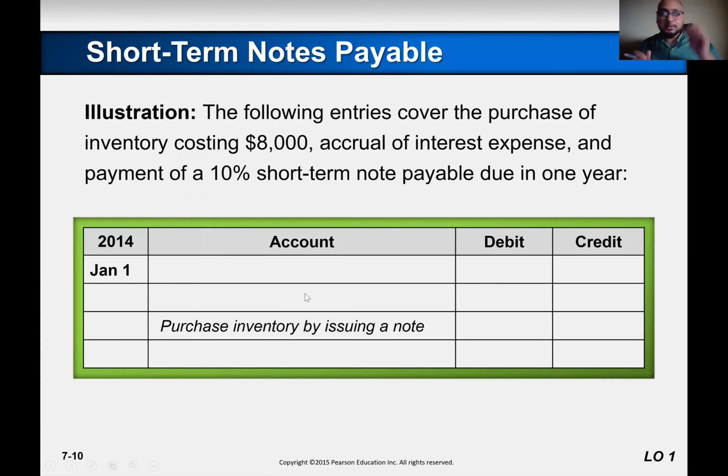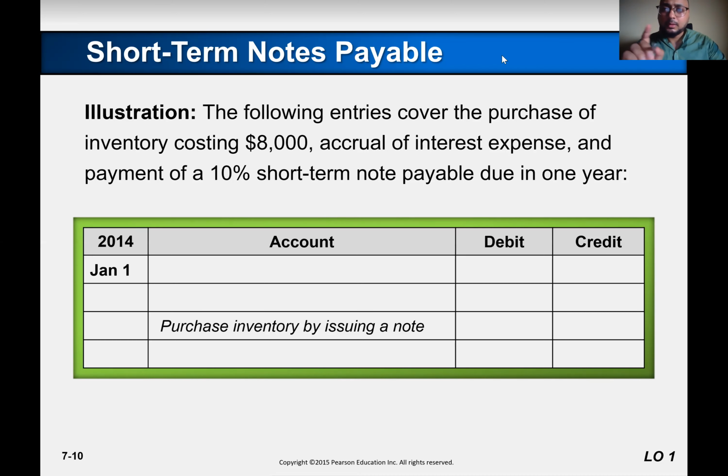So let's talk about its treatment. We have an illustration here. So just pause the video here and read this. Yes, read this illustration, and then we'll try to solve it together. For those who are watching our online lectures, I'm reading it for them as well. The following entries cover the purchase of inventory costing 8,000, accrual of interest expense, and payment of 10% short-term notes payable due in 1 year.